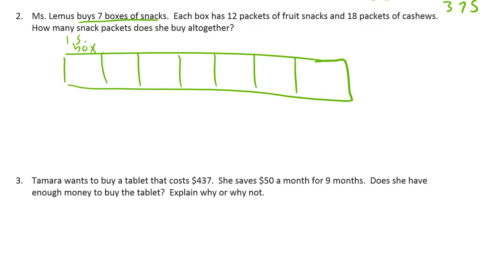Now, each one has 12 fruit snacks and 18 packets of cashews. So we have each one of these is a 12 and an 18. We could just add those together in our head and say, okay, that 12 and that 18, that's 30, right? Because we got the 8 and the 2, that's a 10. We could just call that a 30. We could label all of these 30 packets.